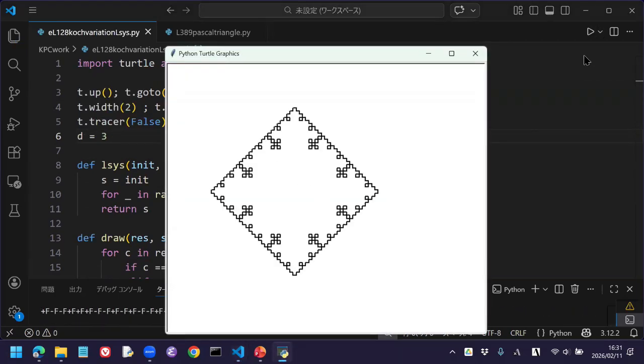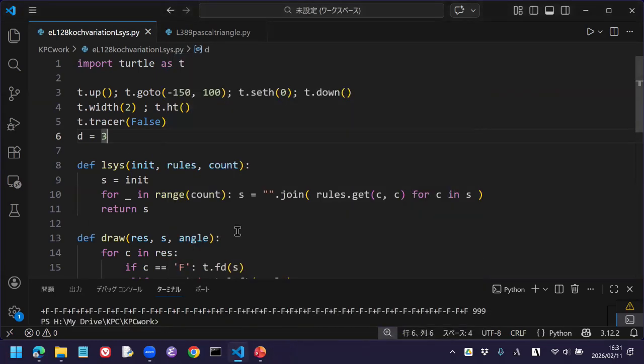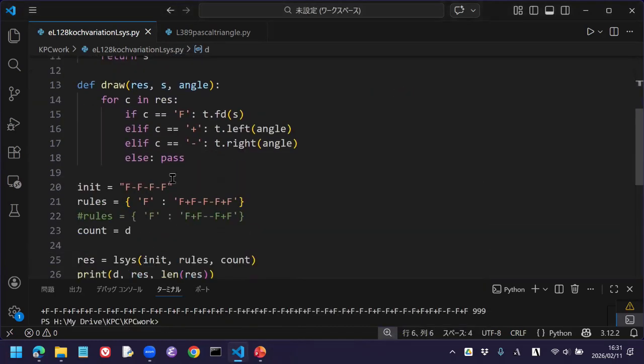Yeah, this is familiar to us. Okay, this is the square Koch curve. Yeah, we are familiar with this. This is the square snowflake.